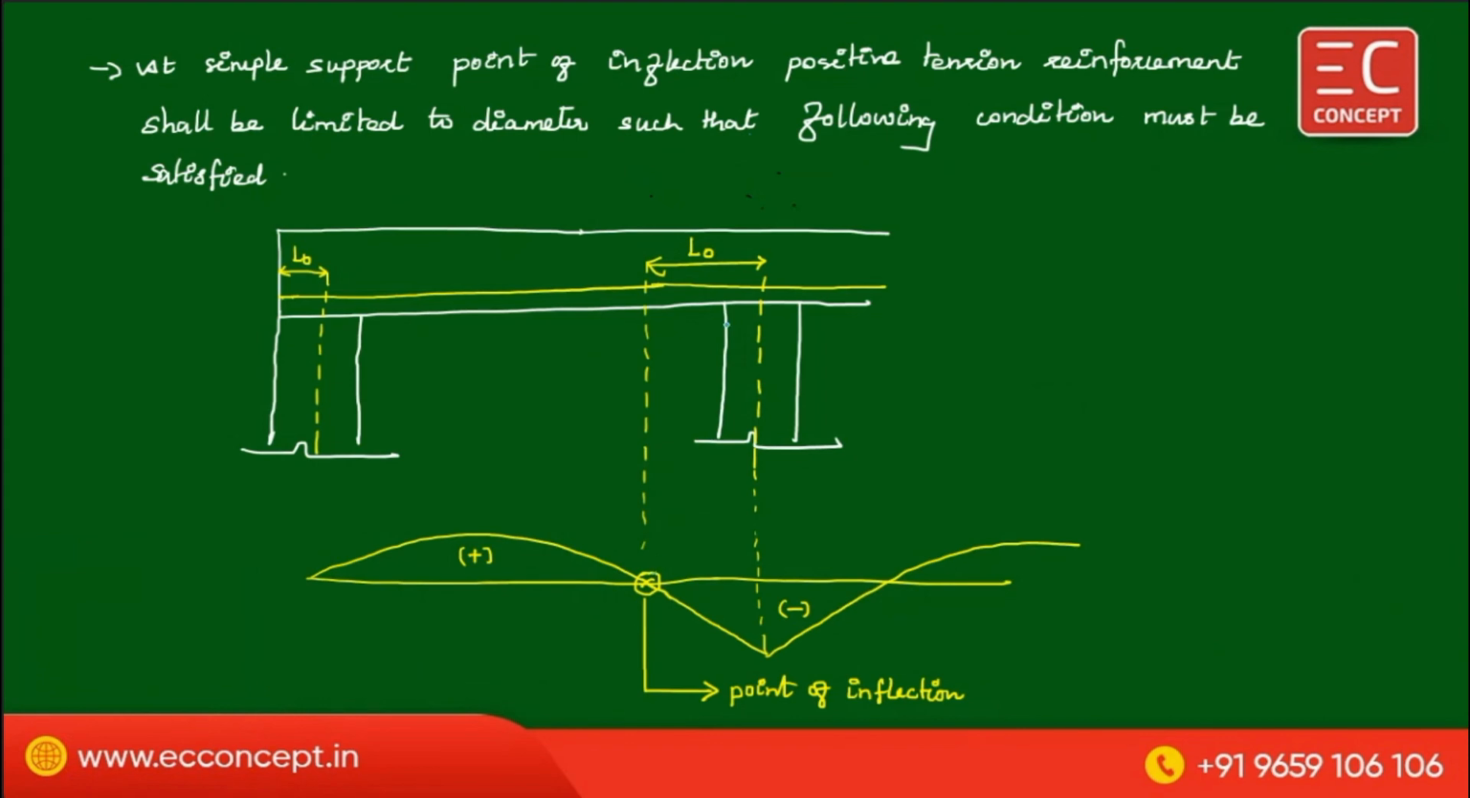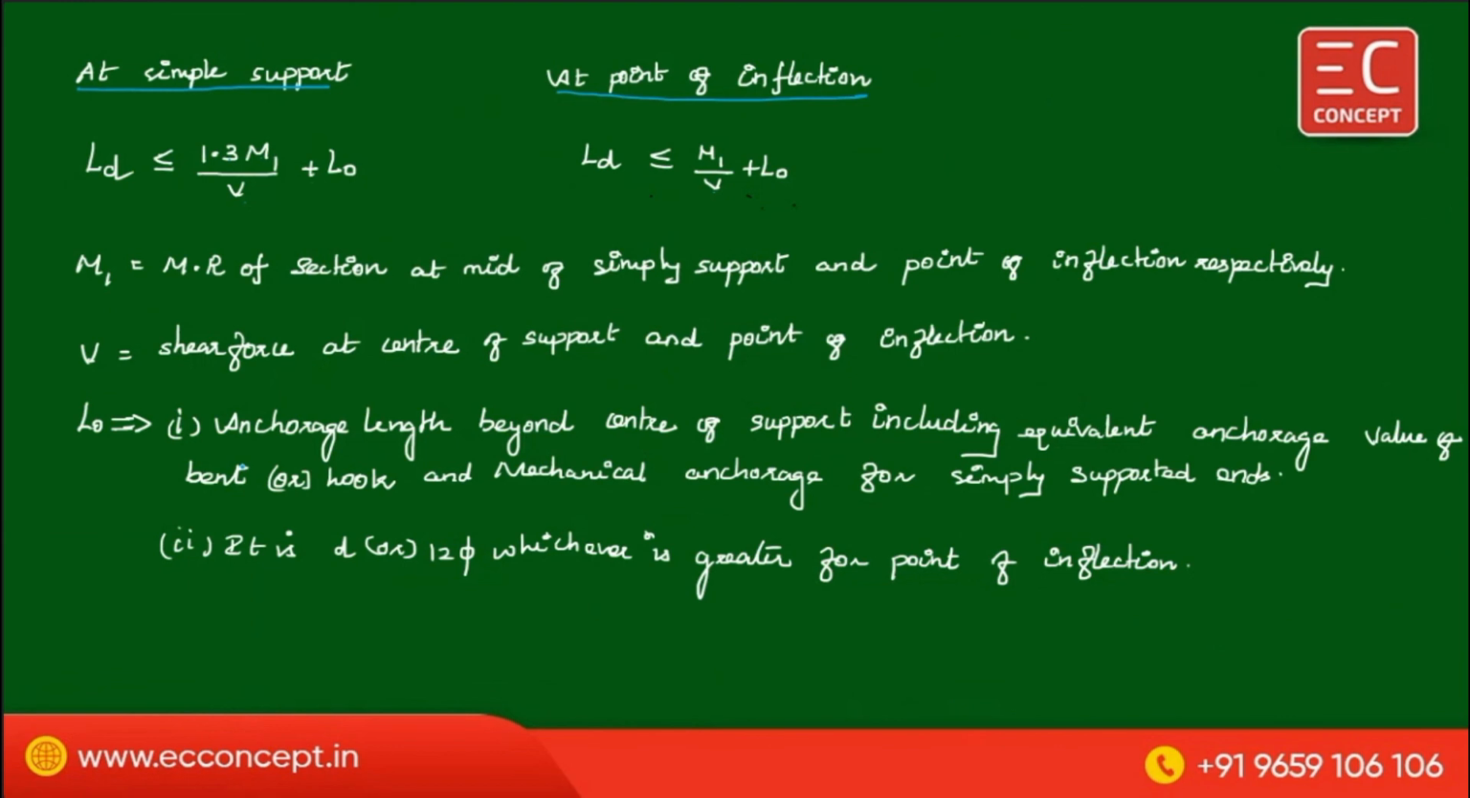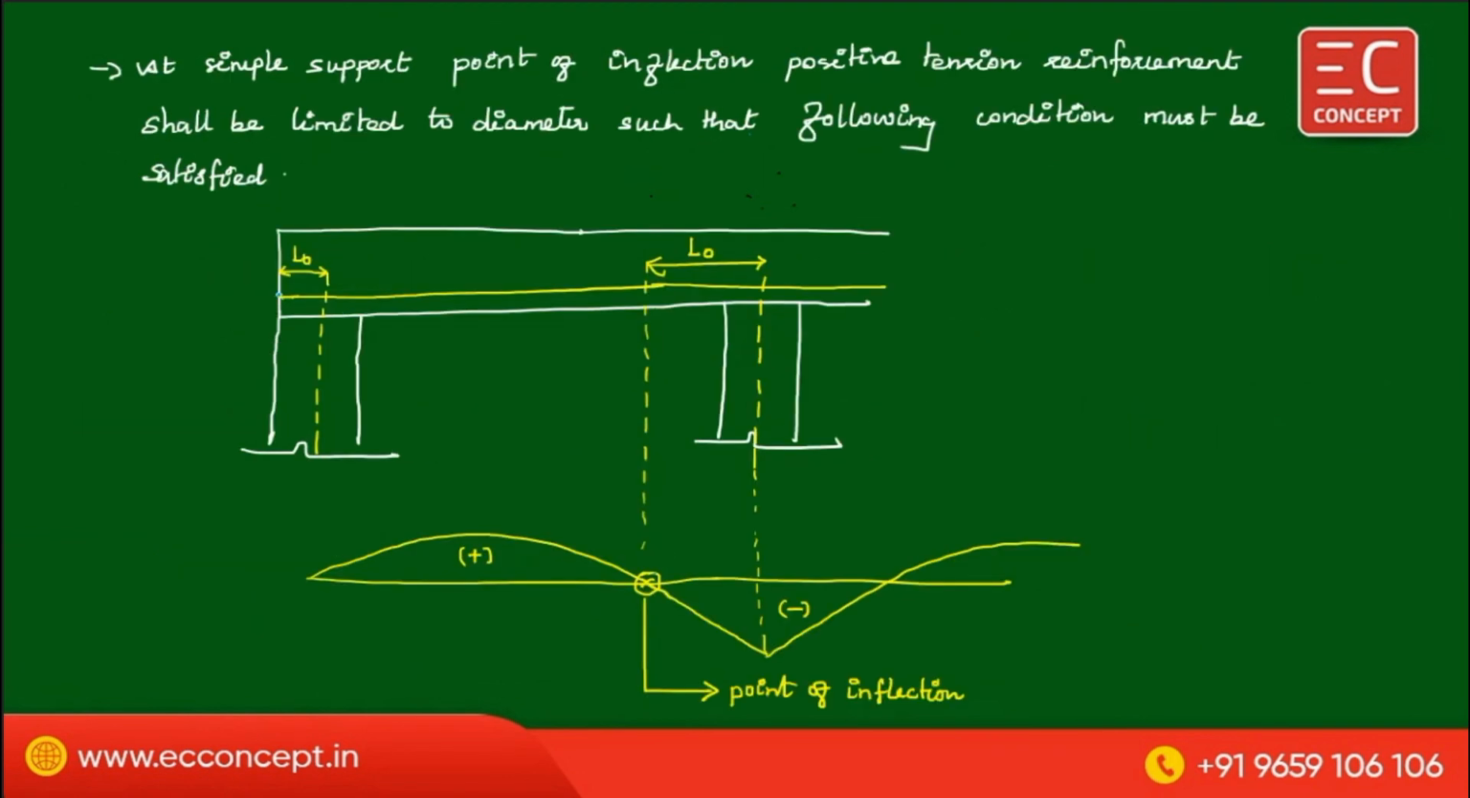From the inflection point to the center of the support is L naught. This is from the center of the support to the extreme end, this is the L naught. The L naught is measured. Then I have written, what is L naught? This is the anchorage length beyond the center of the support, including equivalent anchorage value of bend or hook and mechanical anchorage. For a simply supported end, this is the mechanical anchorage. Mechanical anchorage is provided something like that. There is an arrangement. Okay, this arrangement is called mechanical anchorage.